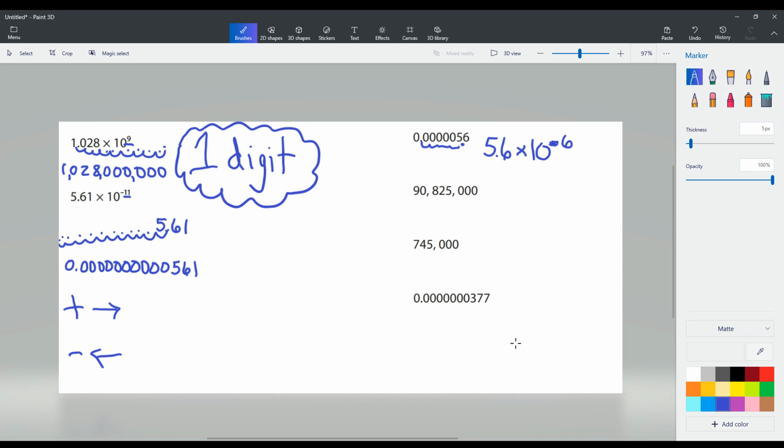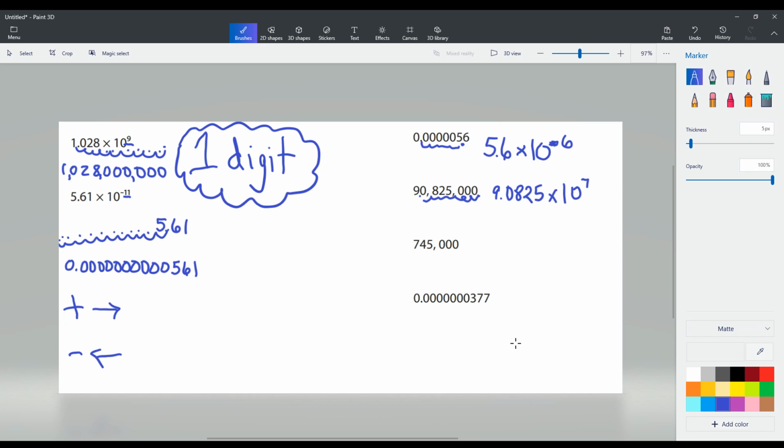When I look at the next example, I have 90,825,000. On a whole number, the decimal starts right at the very end. The first non-zero digit in this number is the 9. So I need to count decimal places. 1, 2, 3, 4, 5, 6, 7. So I'm going to write 9.0825. And because these zeros would just become placeholders, we don't need to put them. So 9.0825 times 10 to the, and we said that was 1, 2, 3, 4, 5, 6, 7 hops. So that's 10 to the 7th.